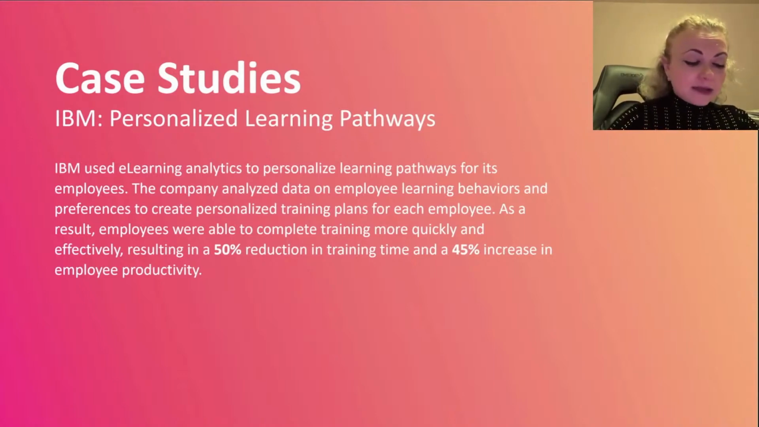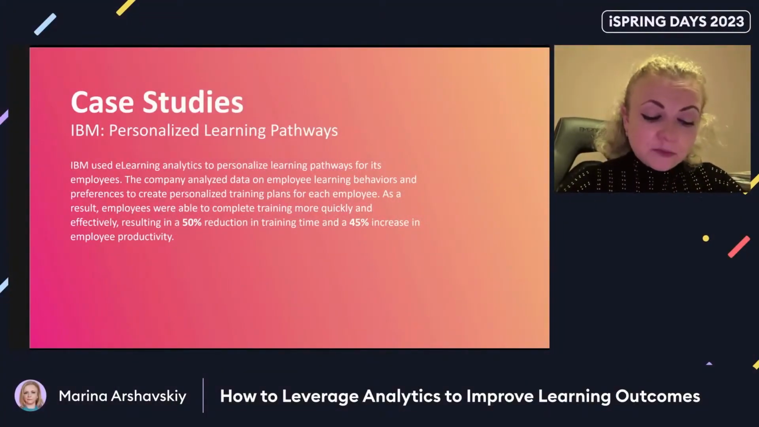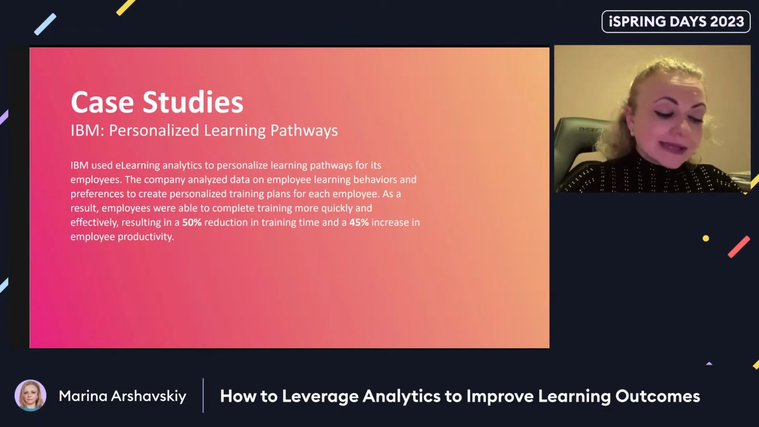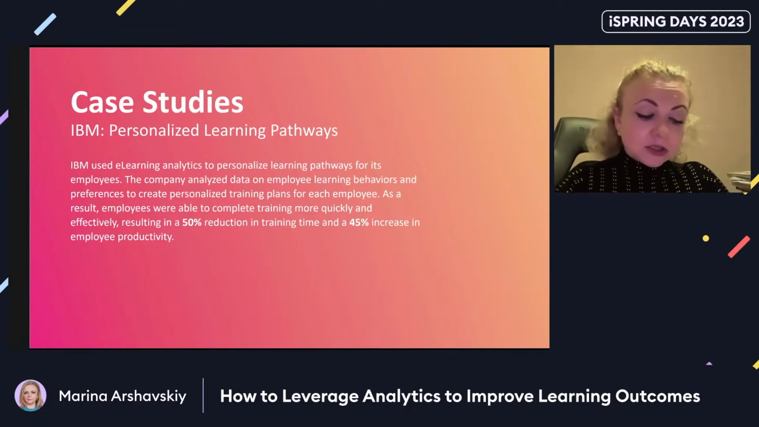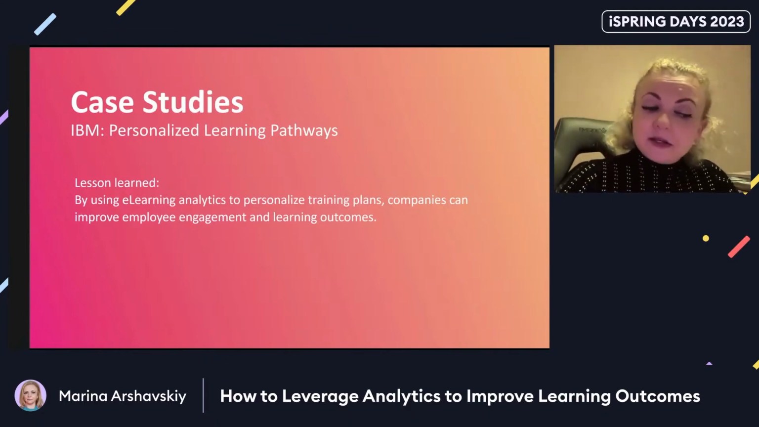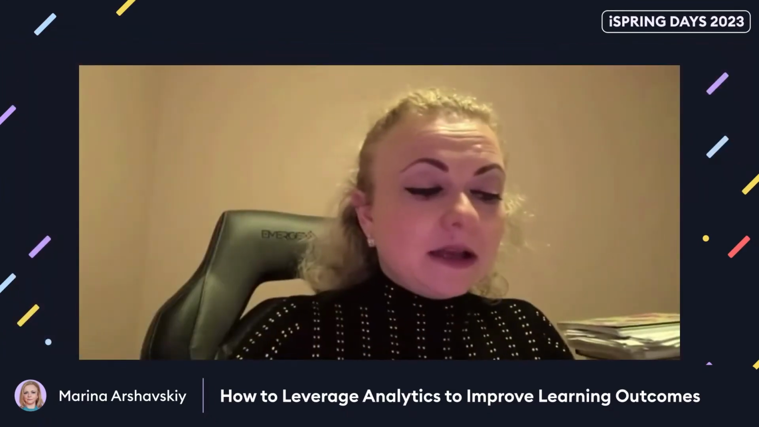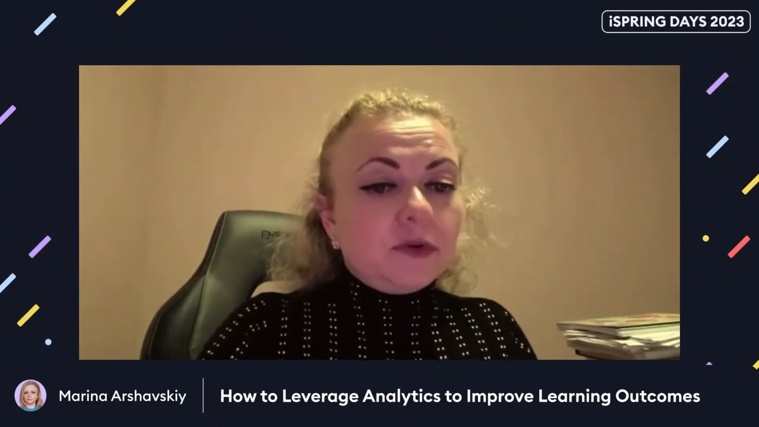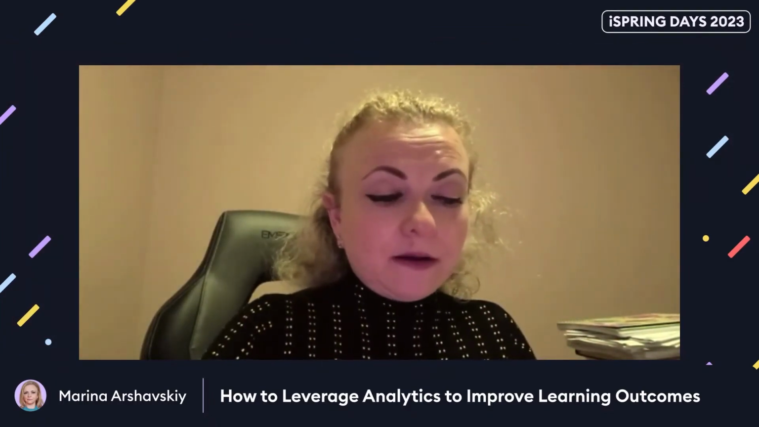So the company analyzed data on employee learning behaviors and preferences, and they created a personalized training plan for each employee. As a result, employees were able to complete training more quickly and effectively, which resulted in a 50% reduction in training time and a 45% increase in employee productivity, which is huge. So the lesson learned here is that by using e-learning analytics to personalize training plans, companies can truly improve employee engagement and outcomes. And of course, as a result, the employee will perform better and the company will have better results as well.